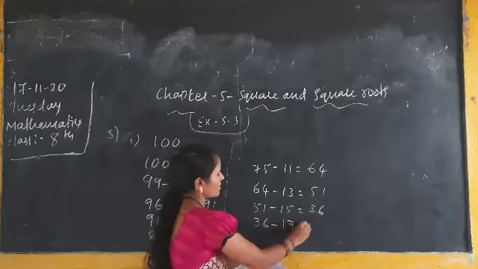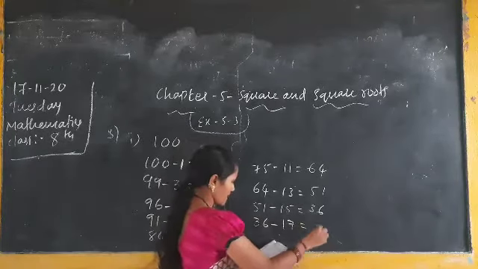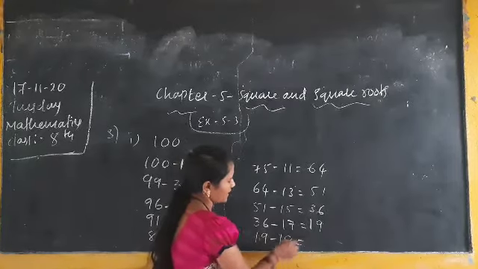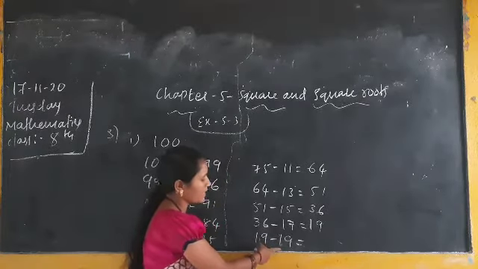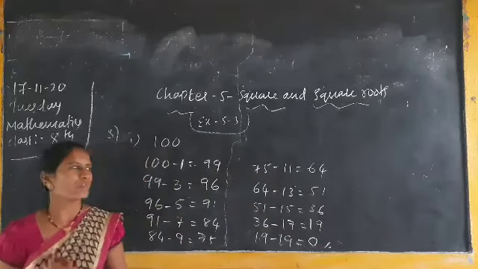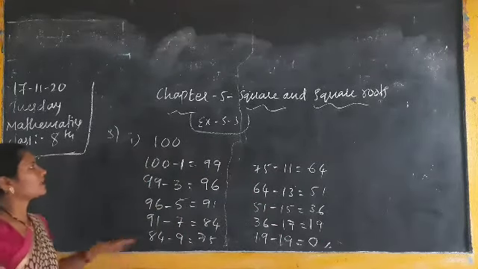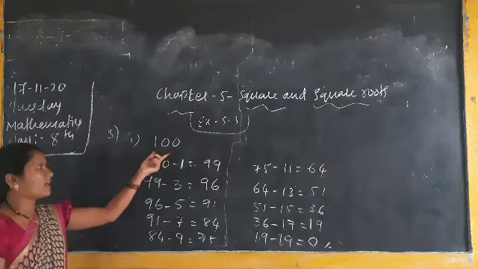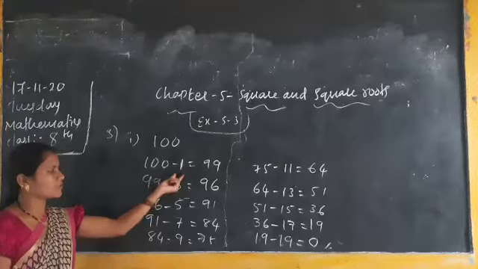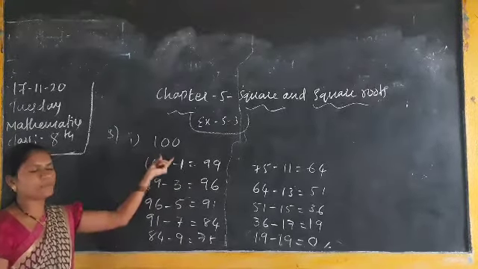36 minus 17 gives 19. 19 minus 19, the last odd number is 19, gives 0. You have to continue this subtraction method up to 0. See, for 100, all these odd numbers you have to subtract.